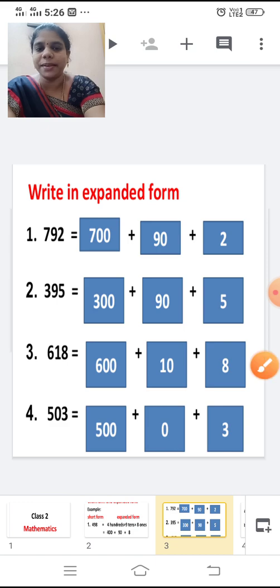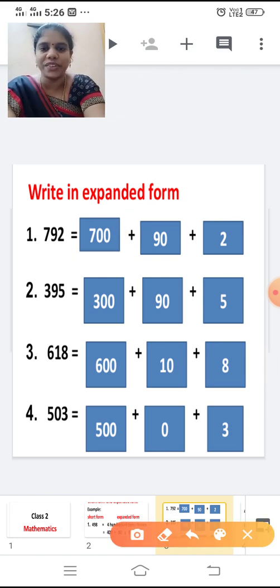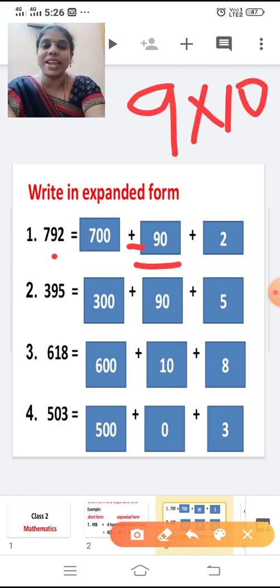So 7 is in the hundreds place. So 7 into 100, 700. Don't forget to put this plus sign, because it is a sum of the place value of each digit, right? So plus, and 9, it is in which place? 9 is in the tens place. So 9 into 10, 90. Very good. 90 plus 2, it is in which place? Ones place. So 2 into 1, 2. So the answer is 700 plus 90 plus 2.